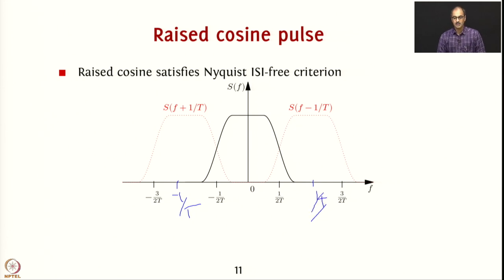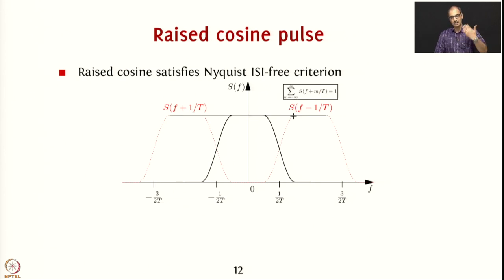If you look at these points, over here there is no problem, it's flat. Over here there is no problem, it is flat. The question is, what happens in this part? Similarly on the other part. It turns out that the spectrum with that 1 minus sine expression was designed carefully in such a way that if you add those two up with the appropriate expressions, they will add up to 1. That is, if you evaluate the summation, m runs from minus infinity to infinity, S of f plus m upon t, you will end up getting 1 for all values of f, which is exactly what you need, because that is what the Nyquist ISI free criterion says.